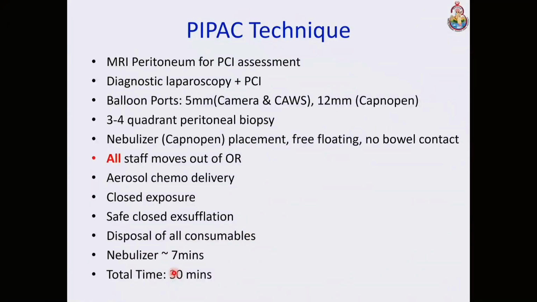So how we do it, I will show you in the dry demo also, but just a brief. We need to stage the PCI assessment, preferably with an MRI, and do repeated MRIs to assess the disease progression or regression. And in the initial part, we do a diagnostic laparoscopy and find out the PCI surgically. However, the port placement should be minimal. Generally two ports are advisable, 5 mm for the camera and the closed outlet suction, and 12 mm for the Capnopen. And it is advised that every time you go in, you should do at least 3 or 4 quadrant peritoneal biopsies.